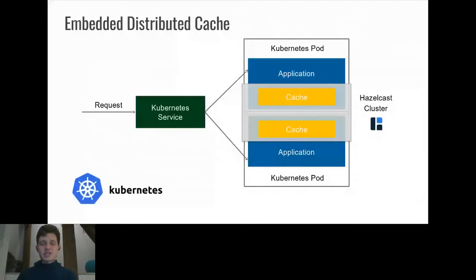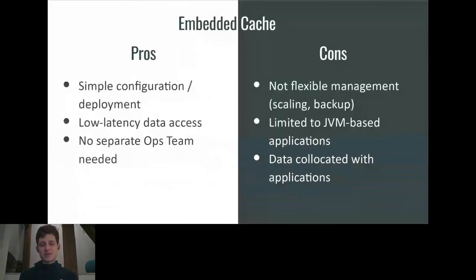So a short summary about embedded and embedded distributed caching, what it means to you. From the good sides, configuration is very simple because the caching layer goes together with the application. You don't need to ask your ops team to set up anything for you, because you provide your application and the cache is already there. You have very low latency data access because the cache is inside your application. You cannot do really anything better.